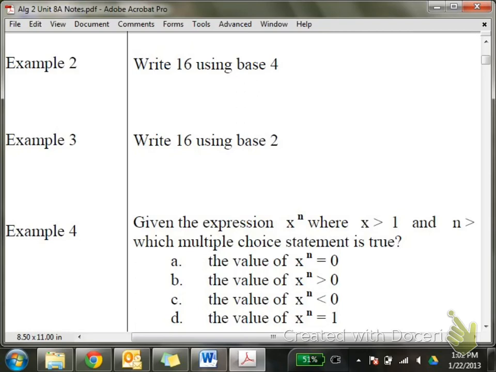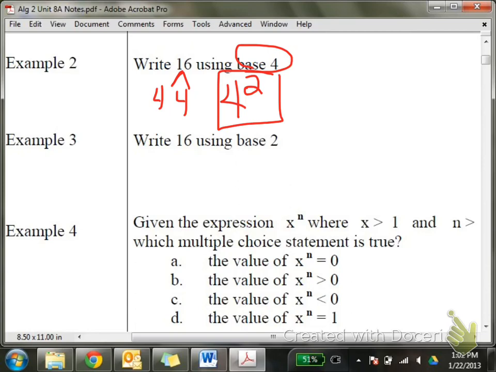Example 2, I want you to write 16 using a base of 4. So this is what it means. When I ask for a base of 4, that means I want you to rewrite 16 as a big number 4 to an exponent. What you're going to end up doing is probably using factor trees for these types of problems. How can we break down 16 using 4s? 4 and 4. So that's going to be 4 to the second power. And that's your answer.